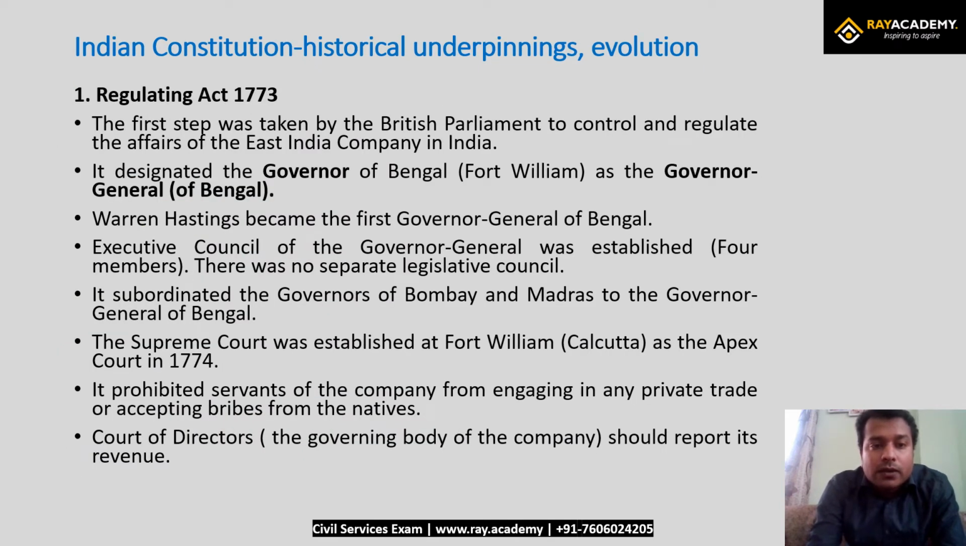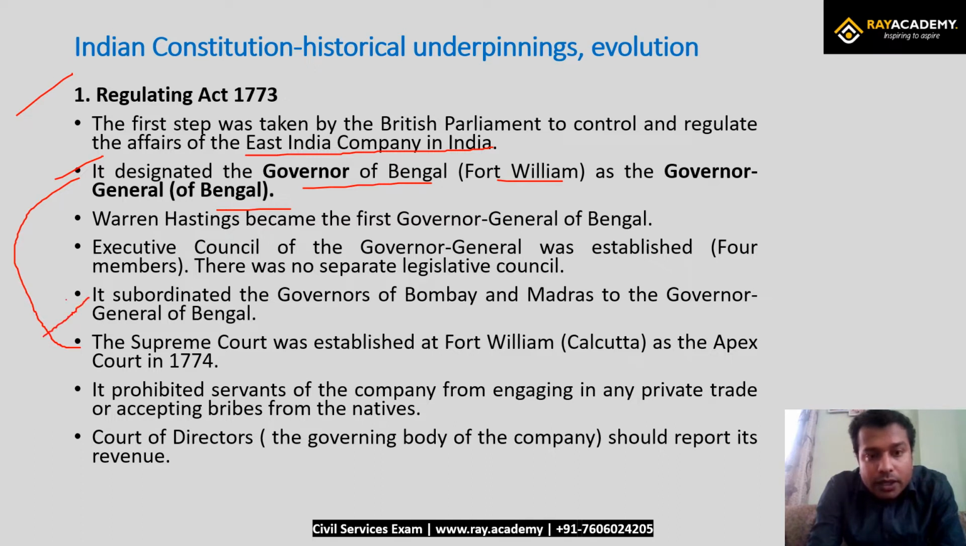Starting with the first act, the Regulating Act of 1773. You need to understand this was the first step taken by the British Parliament to control and regulate the affairs of the East India Company. Earlier, the East India Company was not regulated. It came as a company to trade with India. Now, it designated the Governor of Bengal, which is Fort William, as the Governor General of Bengal.